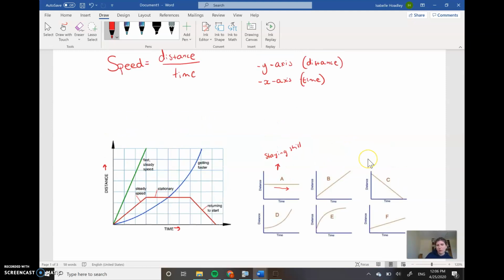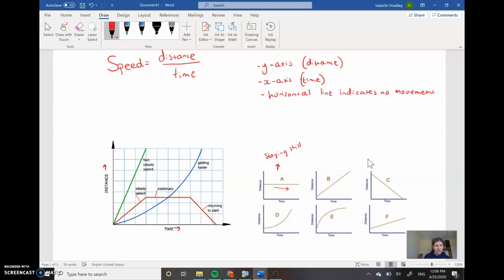So a horizontal line, I'm just going to write this here. Feel free to write this in if you want, it is quite important information. A horizontal line indicates no movement.